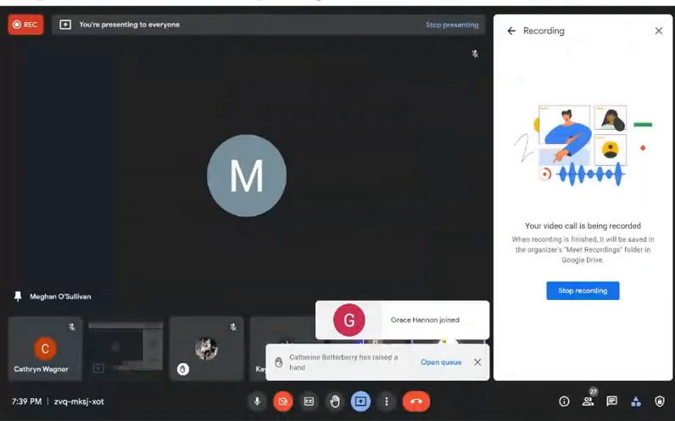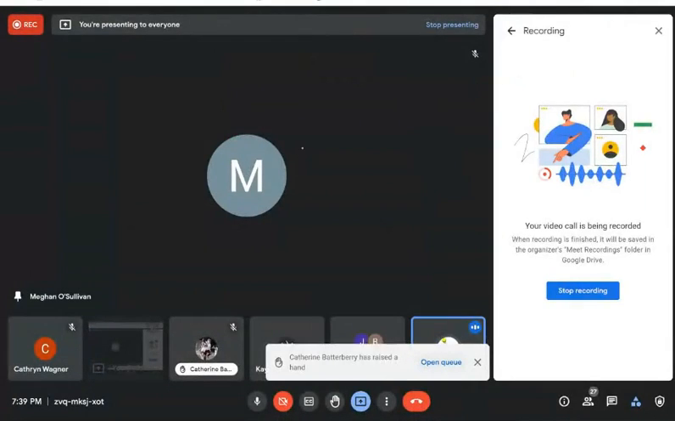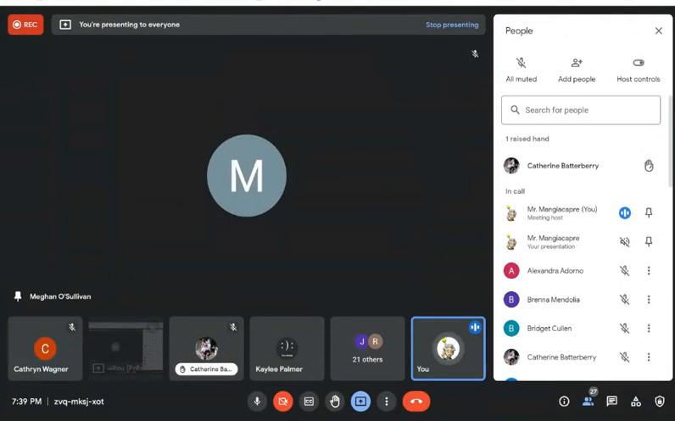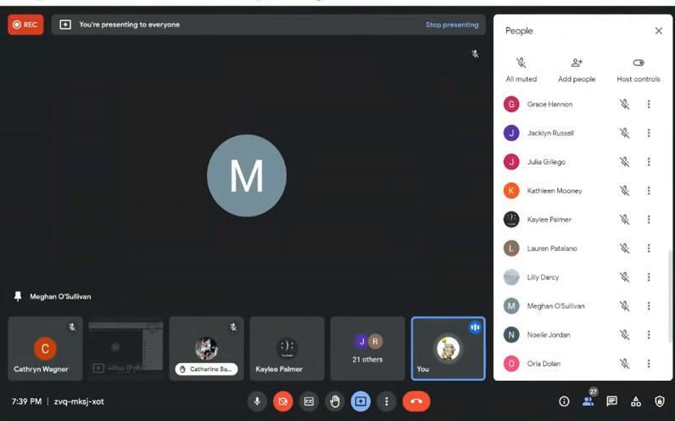Oops, let's see if I can let somebody in. Yeah, open queue. Everybody's in, right? Nobody's good. Oh, a lot of people showed up.